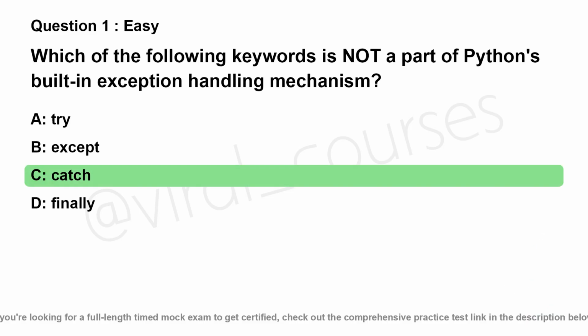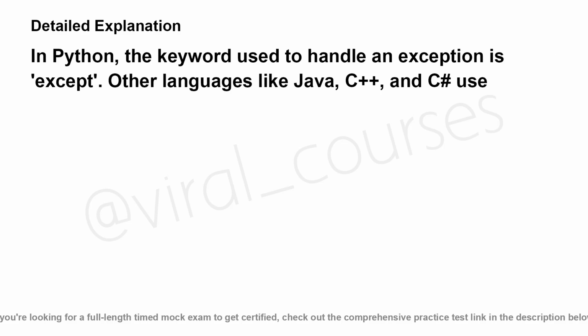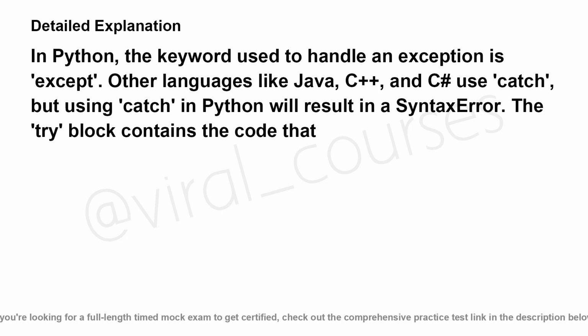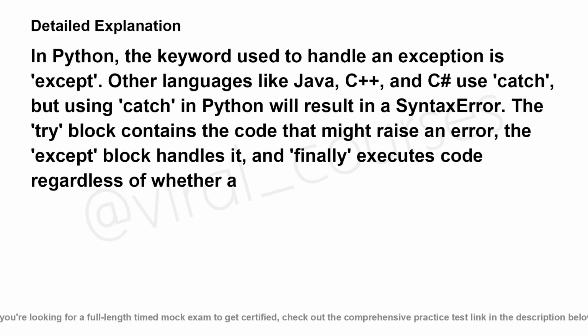The correct answer is C. In Python, the keyword used to handle an exception is except. Other languages like Java, C++, and C# use catch. But using catch in Python will result in a syntax error. The try block contains the code that might raise an error. The except block handles it, and finally executes code regardless of whether an exception occurred.